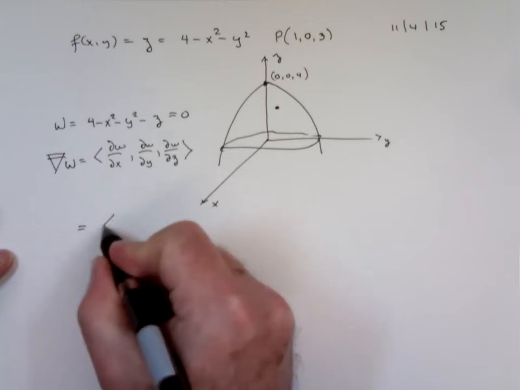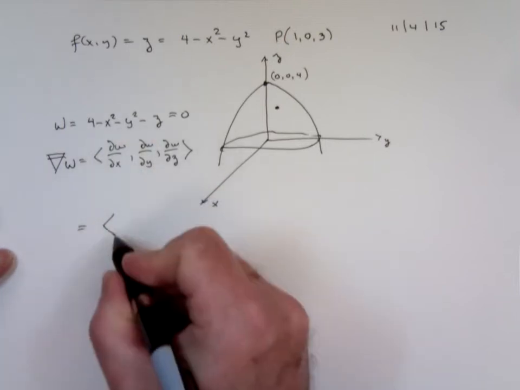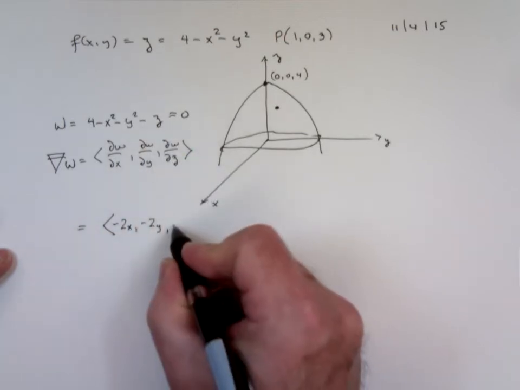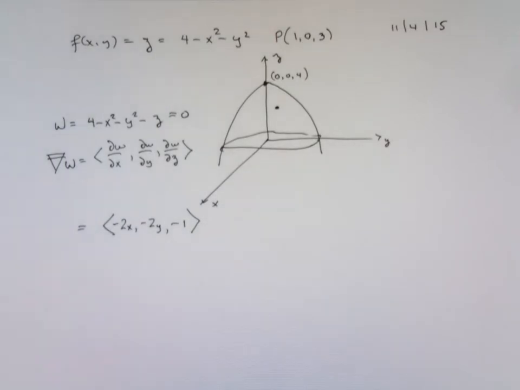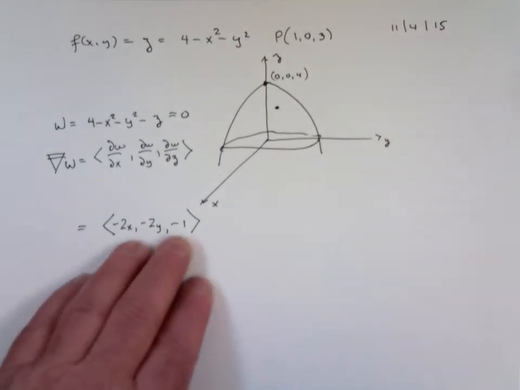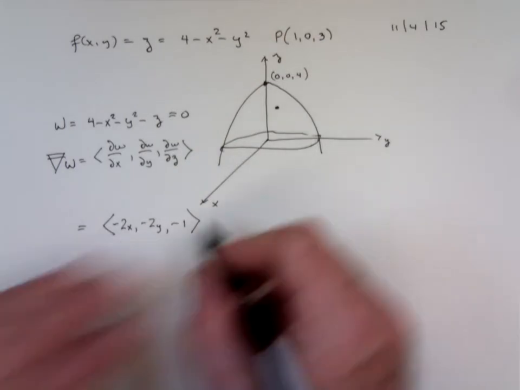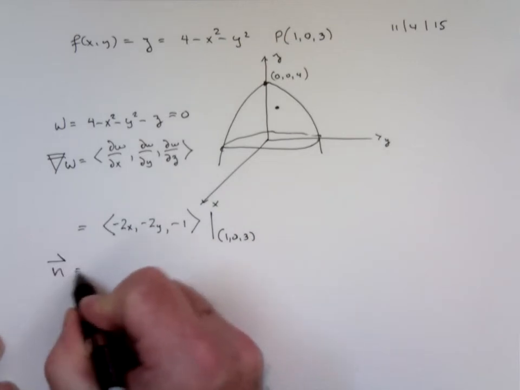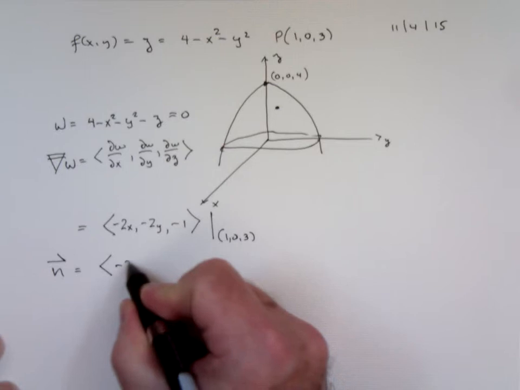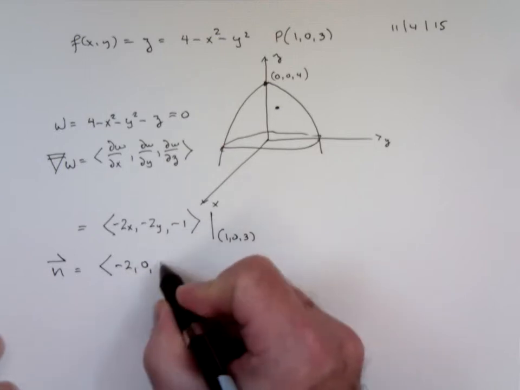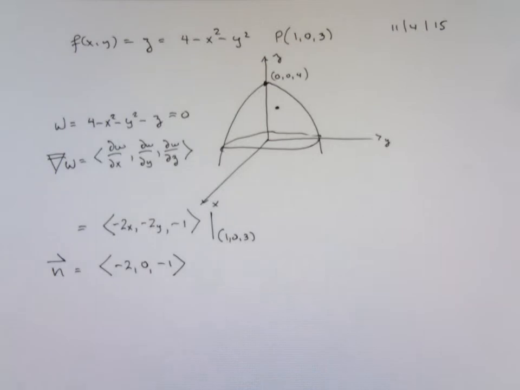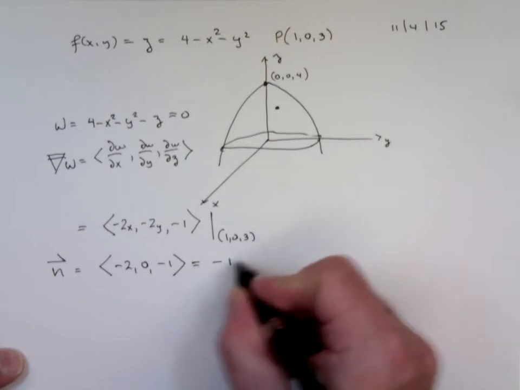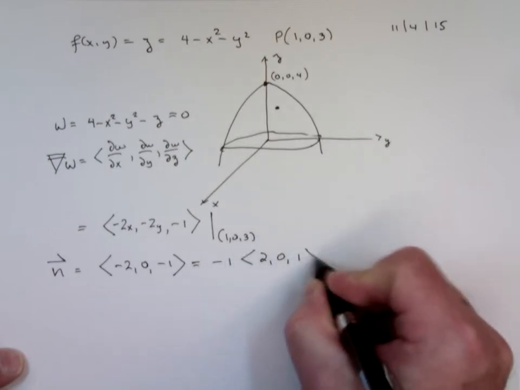What is this normal vector? Well, partial of w with respect to x is negative 2x. With respect to y is negative 2y. And with respect to z, it's negative 1. At the point P, (1, 0, 3), we're going to substitute in, and we're going to get the normal vector that we're looking for our plane. It's going to be (-2, 0, -1). Now, what I did on the other one is to take a negative 1 out. (2, 0, 1).